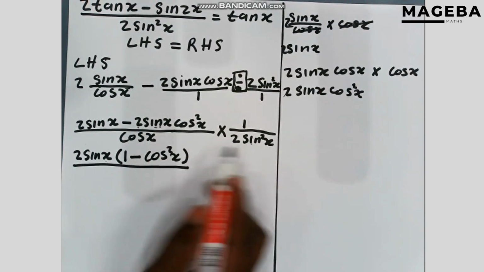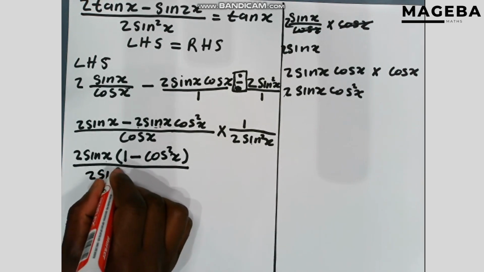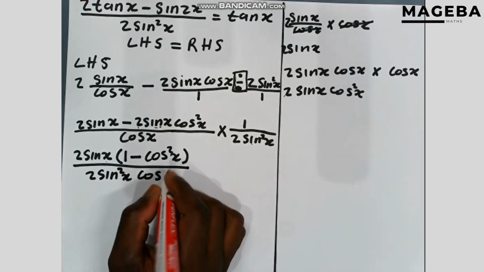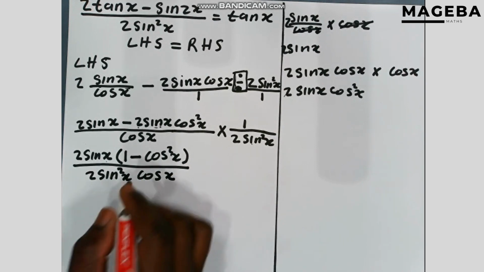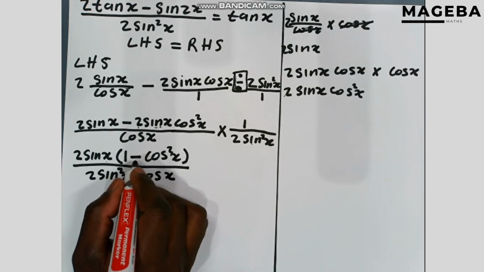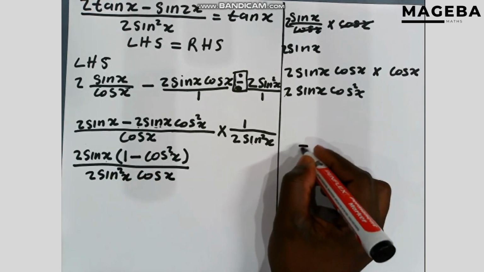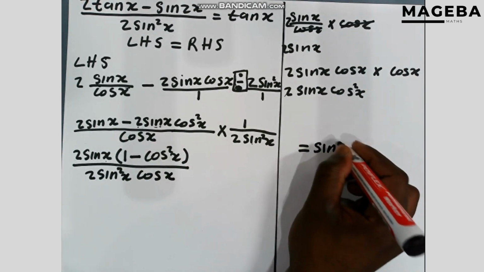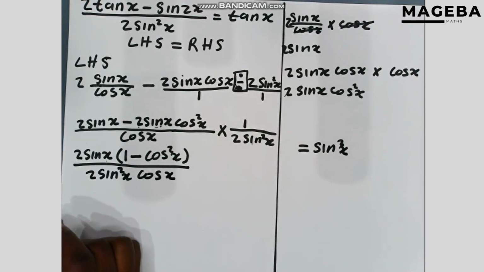Then all over here, denominator times denominator is just going to give us 2 sine squared x cos x. I hope you understand that one. Here from our identity, we know that 1 minus cos squared x is equal to sine squared x. I hope you understand that one, you know that one.